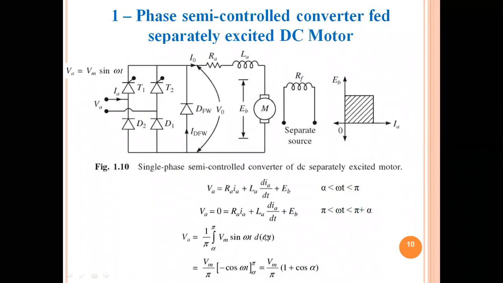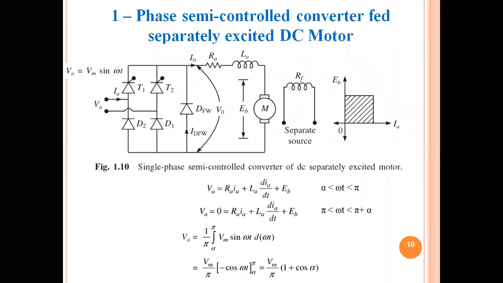Vm sin omega t, which is the input voltage. If we integrate and simplify this equation, we will get the average equation as Vm by pi into 1 plus cos alpha. Okay, so this is how we can determine the average equation.